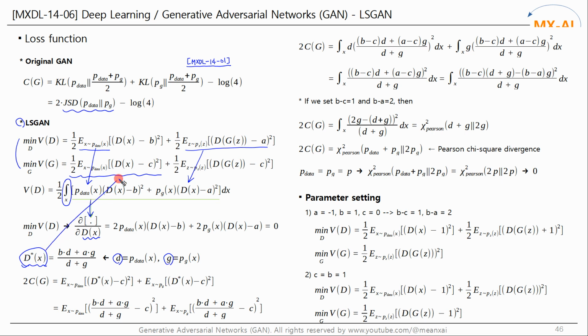Next, we substitute D star into the function V(G) to find the optimal G. Then this equation can be written as follows. The optimal V(G) is denoted as C(G), and rearranging this equation gives us the following expressions. If we set b minus c to 1 and b minus a to 2, this expression can be written as follows, where this is the Pearson chi-square divergence between p_d plus p_g and 2p_g.